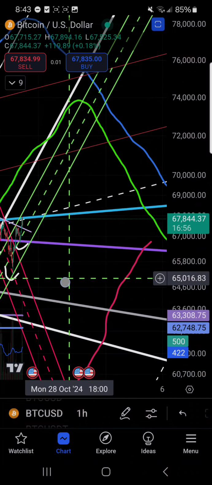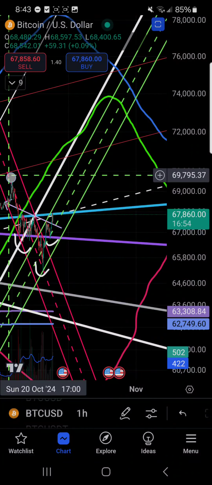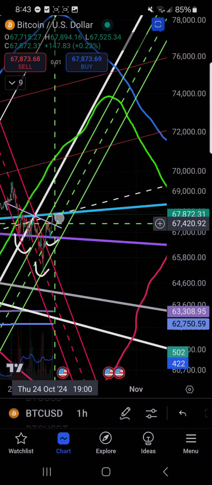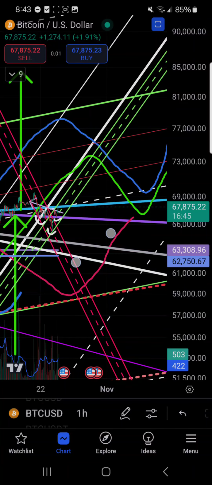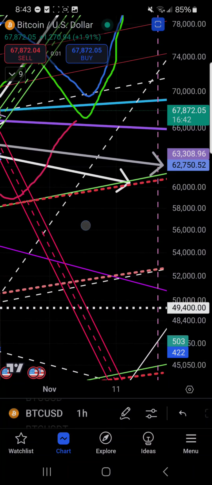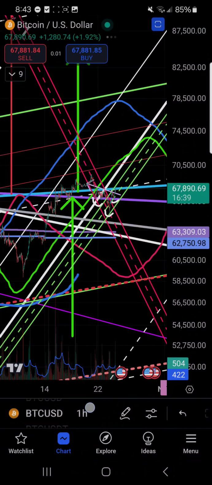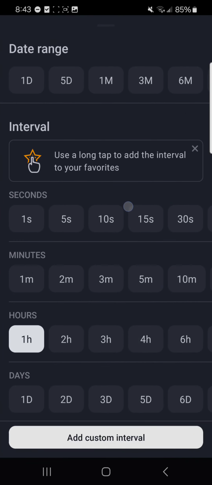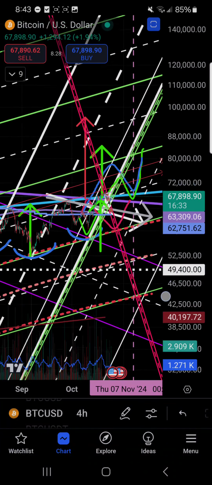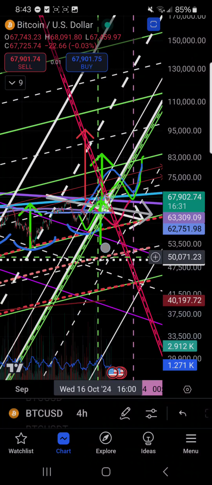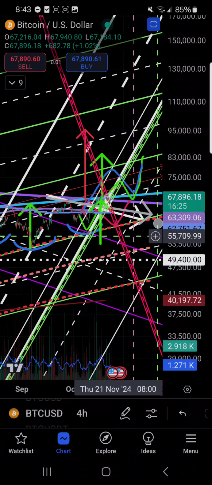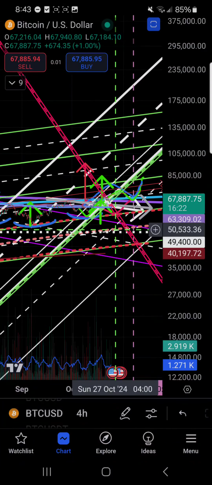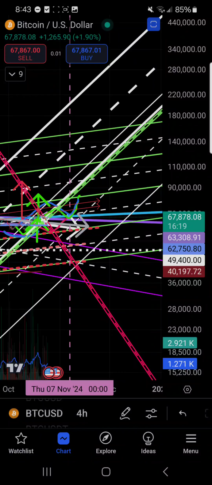What's really, really interesting is that this channel, so we came down here in the red channel, going back up in the green channel. This green channel is perfectly parallel to our much larger, well, I'd have to switch to a 4 hour, I guess. It's perfectly parallel, has the same slope as our much larger upward sloping channels here. So that just gives further validation of what's going on there.